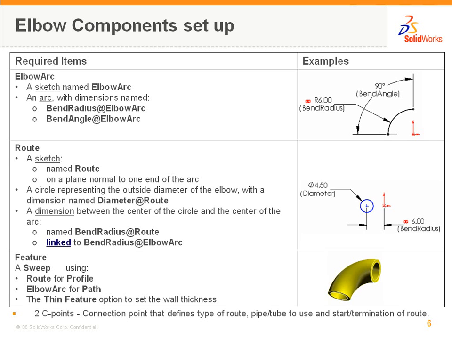And finally, to generate the part, we must use a sweep feature utilizing the route for the profile and the elbow arc sketch for the path. We can use thin feature or we can use a shell to specify the wall thickness.